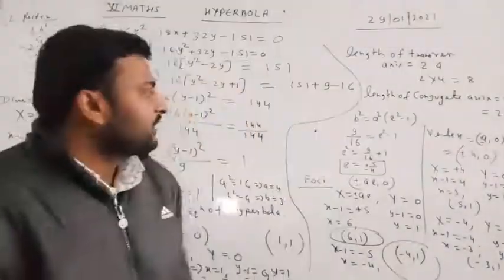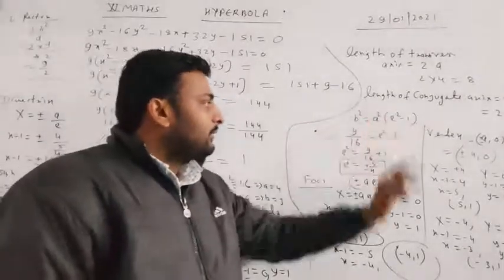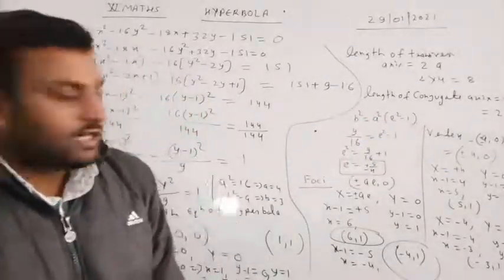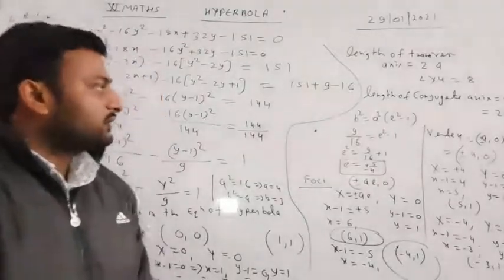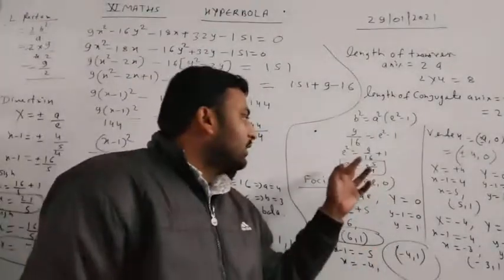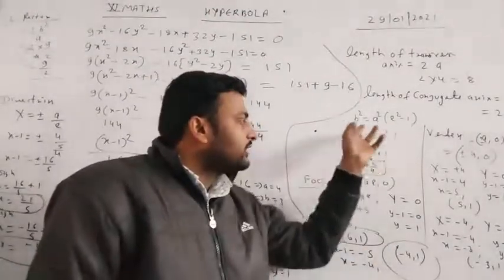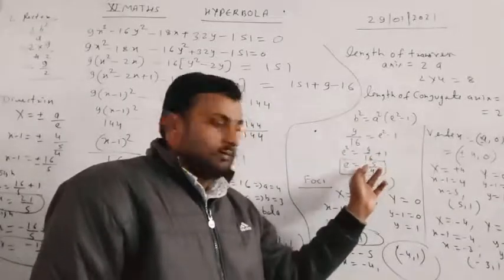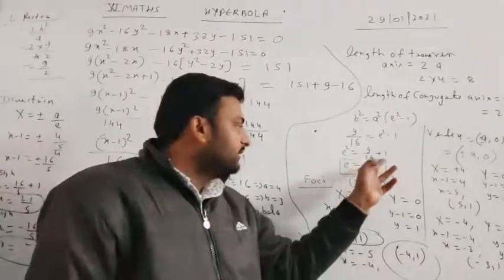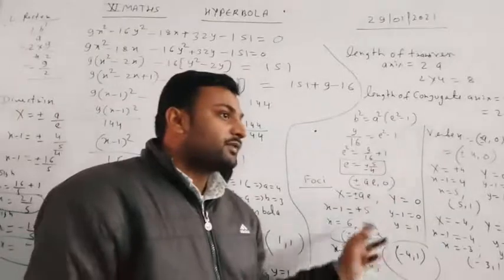Okay, students. Now, with the help of b square is equal to a square times (e square minus 1), we can find our eccentricity after transposing to the left hand side. We get our eccentricity, which is plus minus 5 by 4.